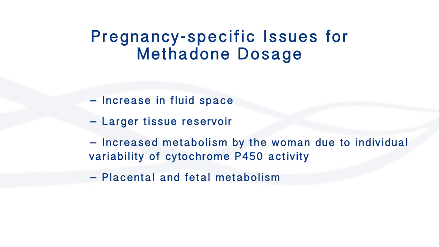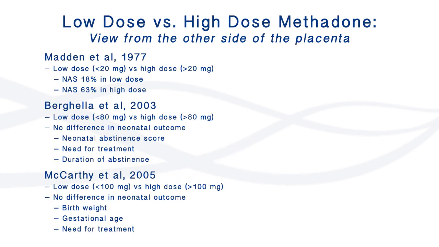Now, there are several studies that I want to call your attention to. In 1977, there was a study of low dose versus high dose methadone. Note that low dose was defined as less than 20 milligrams, and high dose was defined as more than 20 milligrams. And what they found was that there was a significantly higher rate of neonatal abstinence syndrome in those babies whose mothers were on greater than 20 milligrams per day.